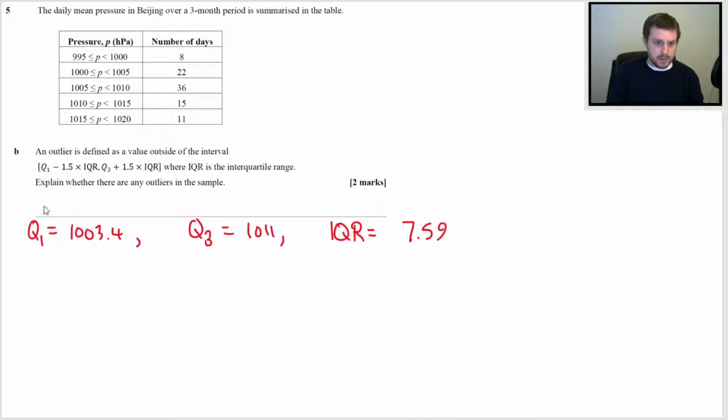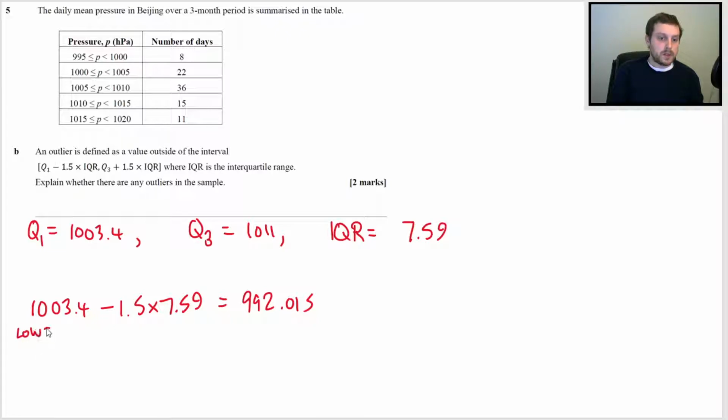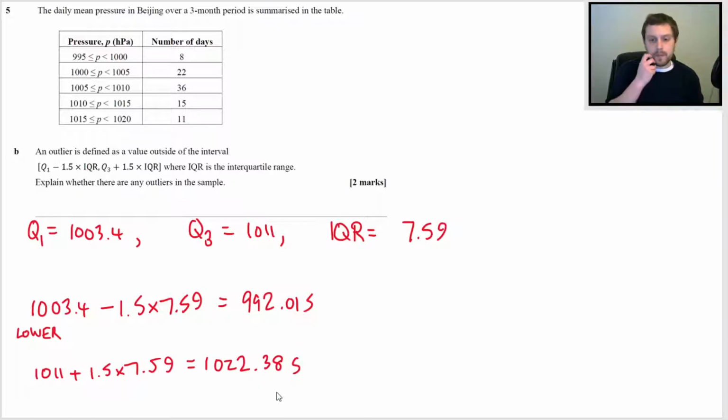And so you do Q1 minus this, so you do 1003.4 minus 1.5 times 7.59. So this is 992.015. That's the lower one. And then the higher one is 1011 plus 1.5 lots of 7.59, and this gives you 1022.385, and that's the upper.